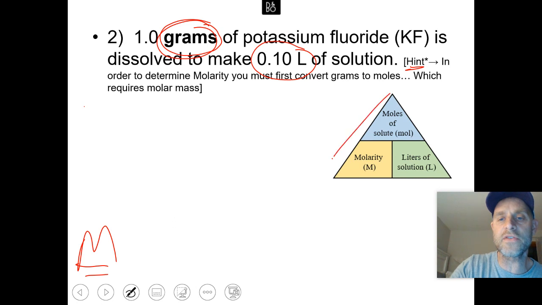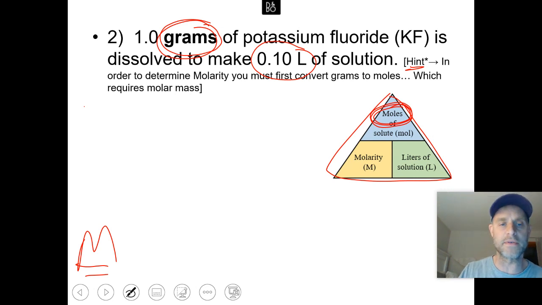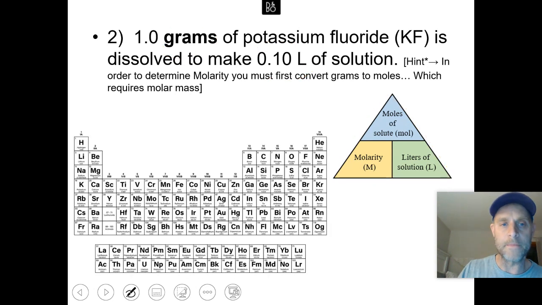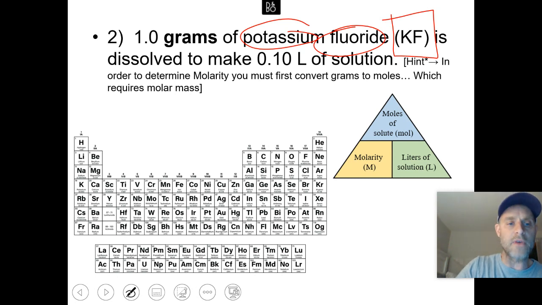Because I need to use this triangle, right? I don't have grams, I have moles. So how do I get moles when all I have is grams? Okay, well, let me help you out. First of all, you've got to use your faithful, handy periodic table. And you've got to say, all right, what do I have? Well, we have potassium fluoride. Now, that is KF. And so I've got to find them over here.